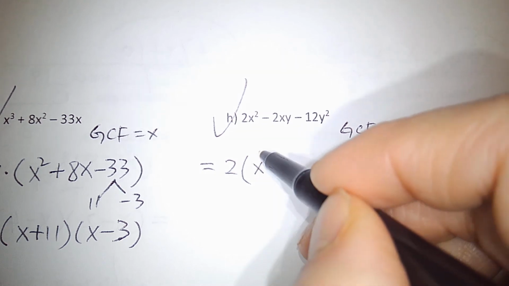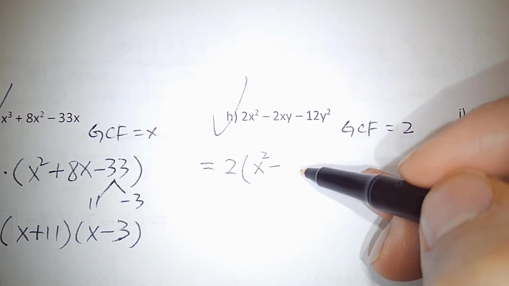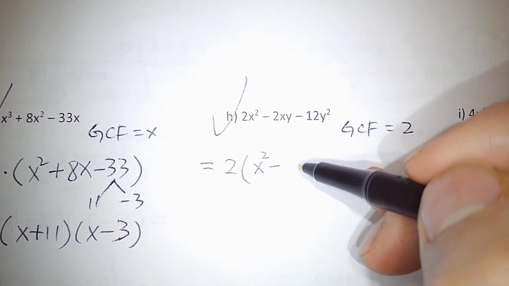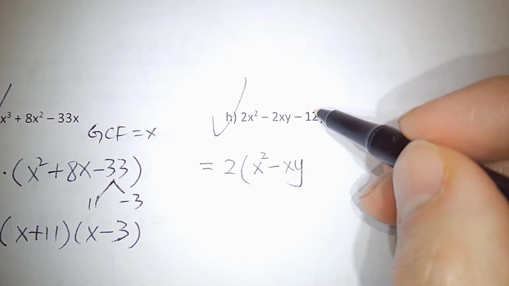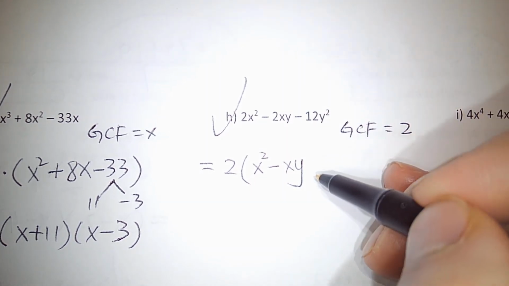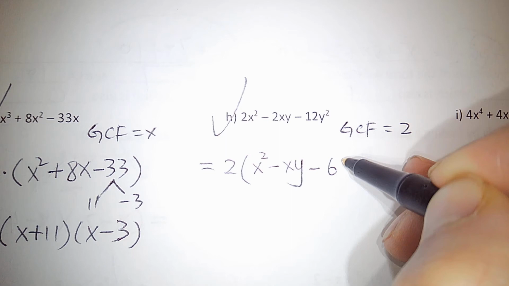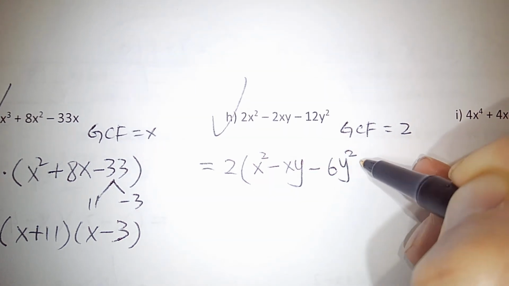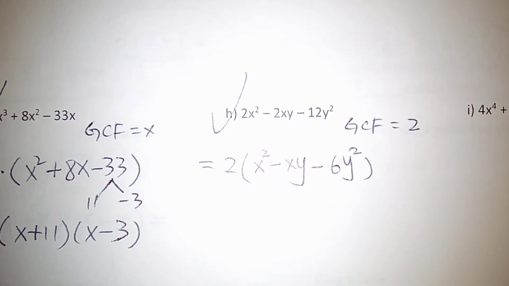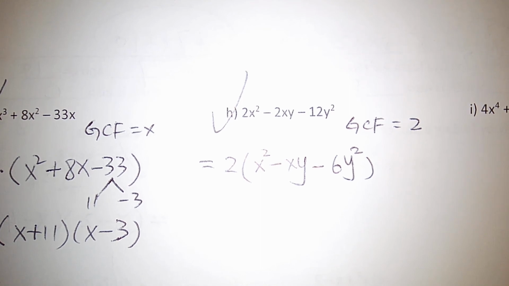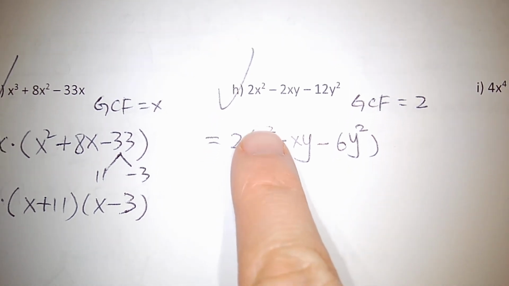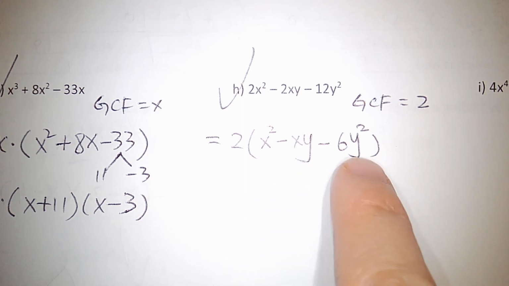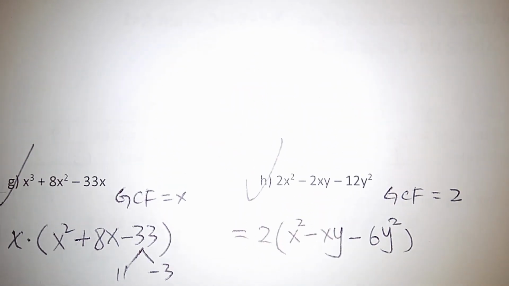It gives us x squared minus what? The 2 is out, right? Minus xy. If the 2 is out, we should get a negative what? 6 to the what? Y squared. Let me ask: we have x as a variable, so where does this y come from?